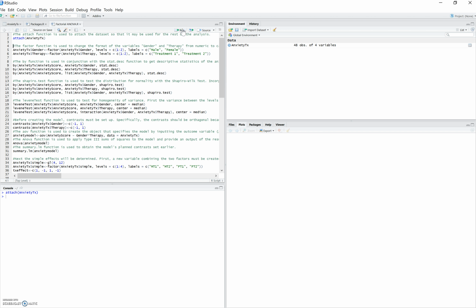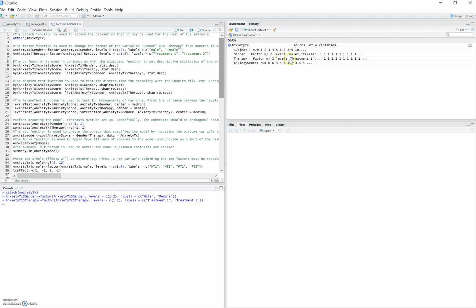The next thing I have to do is set up the two predictor variables as factors. So I'm going to use the factor function to do that. You can see that I'm specifying the name of the variable that I'm looking at, as well as setting the levels. Each of them has two levels, and then giving each level their label of male and female, treatment 1 and treatment 2. So I'm going to go ahead and run that.